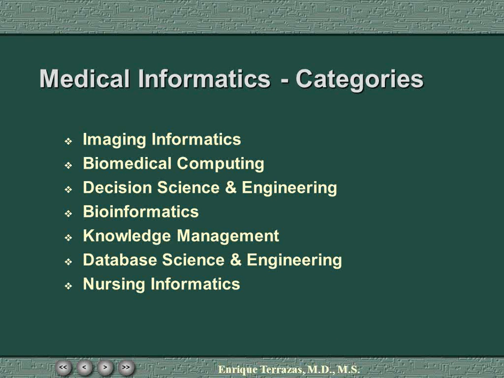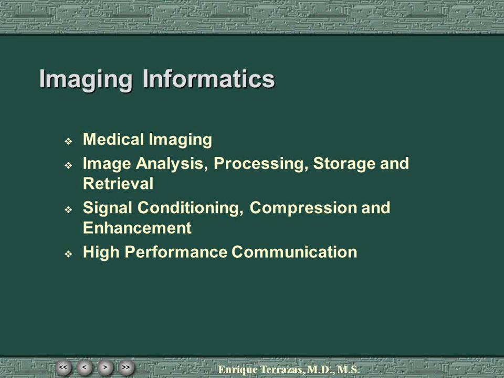So what are some of the categories of medical informatics? Different people will categorize it differently, but these are the major topics covered in medical informatics, and we'll talk briefly about each one. Under imaging informatics, it's all of medical imaging: image analysis, processing, storage, retrieval. Signal conditioning, compression, and enhancement are important when you're trying to send a large quantity of data downstream.